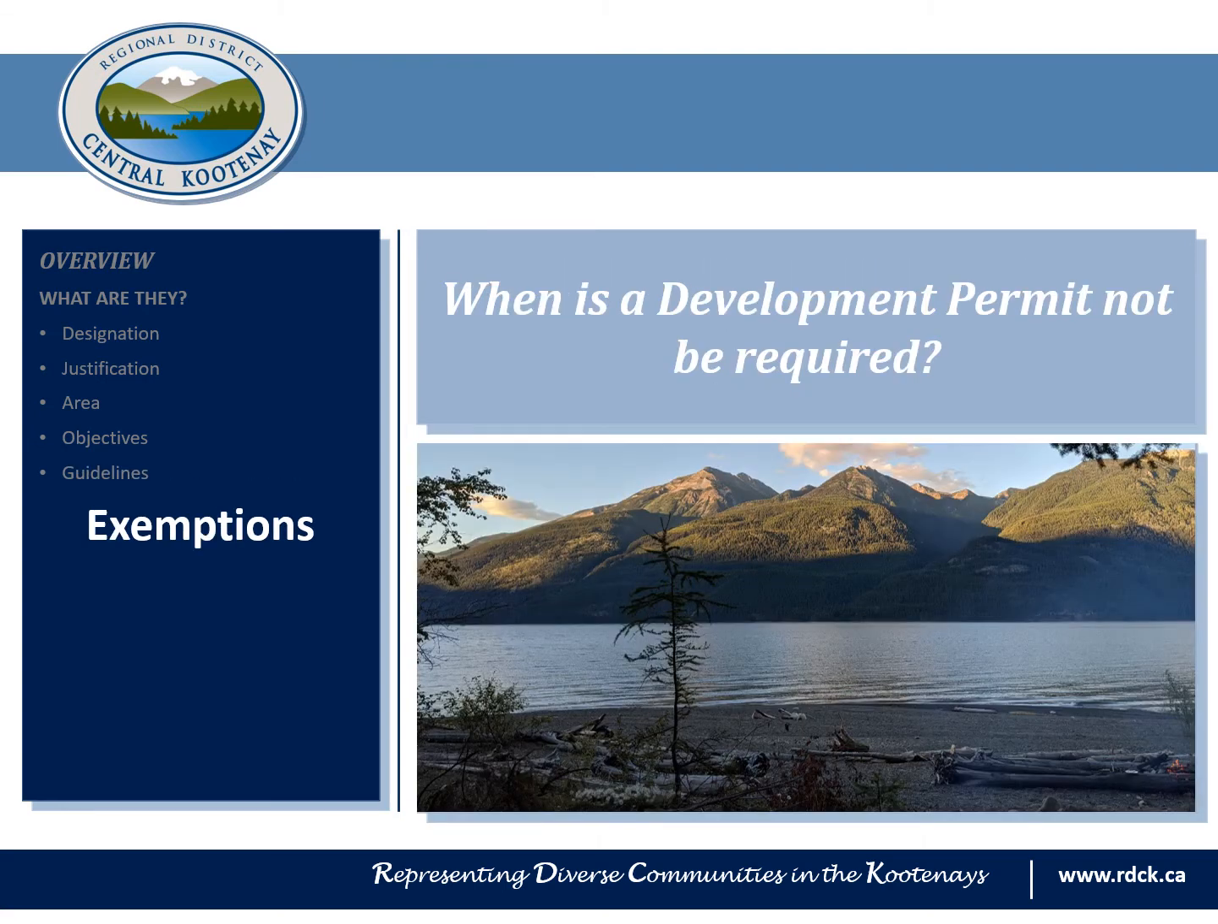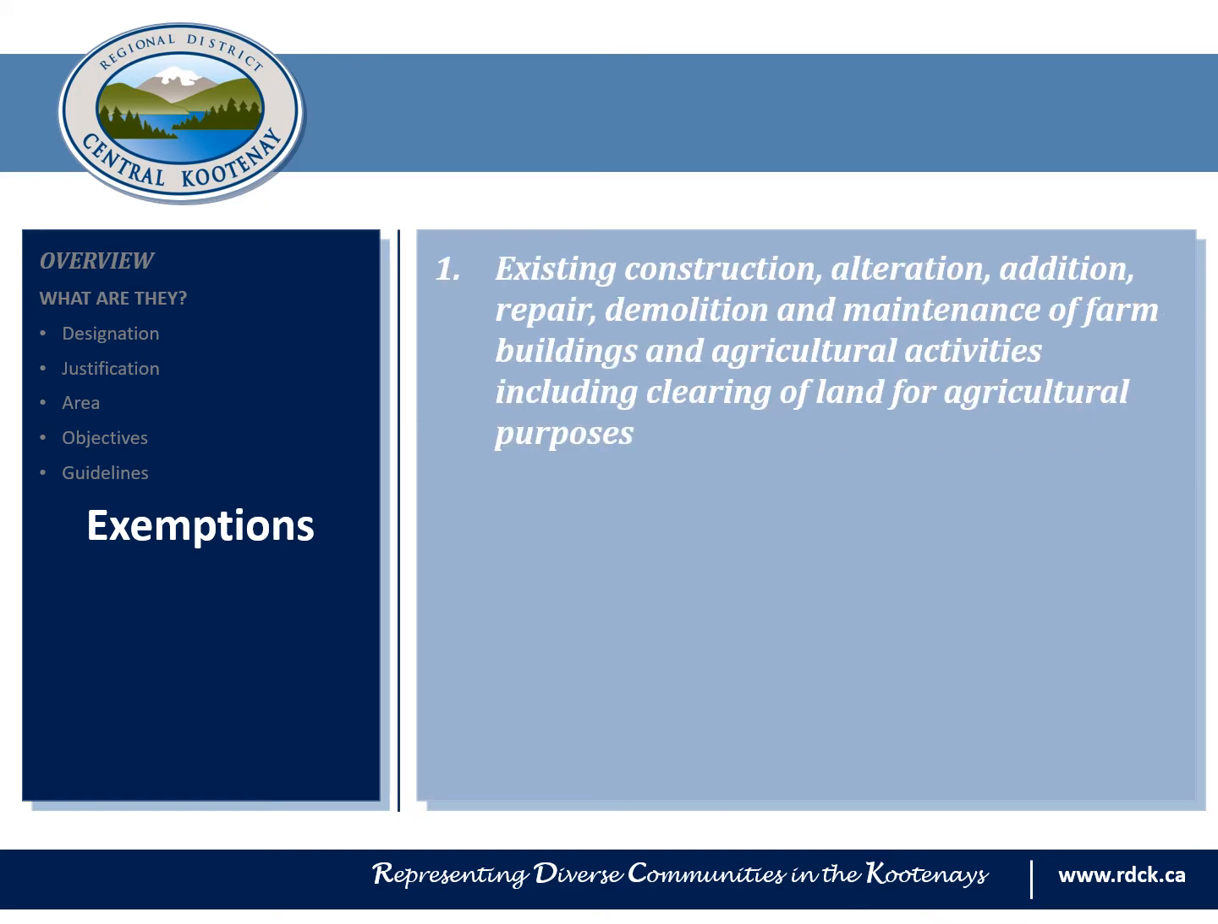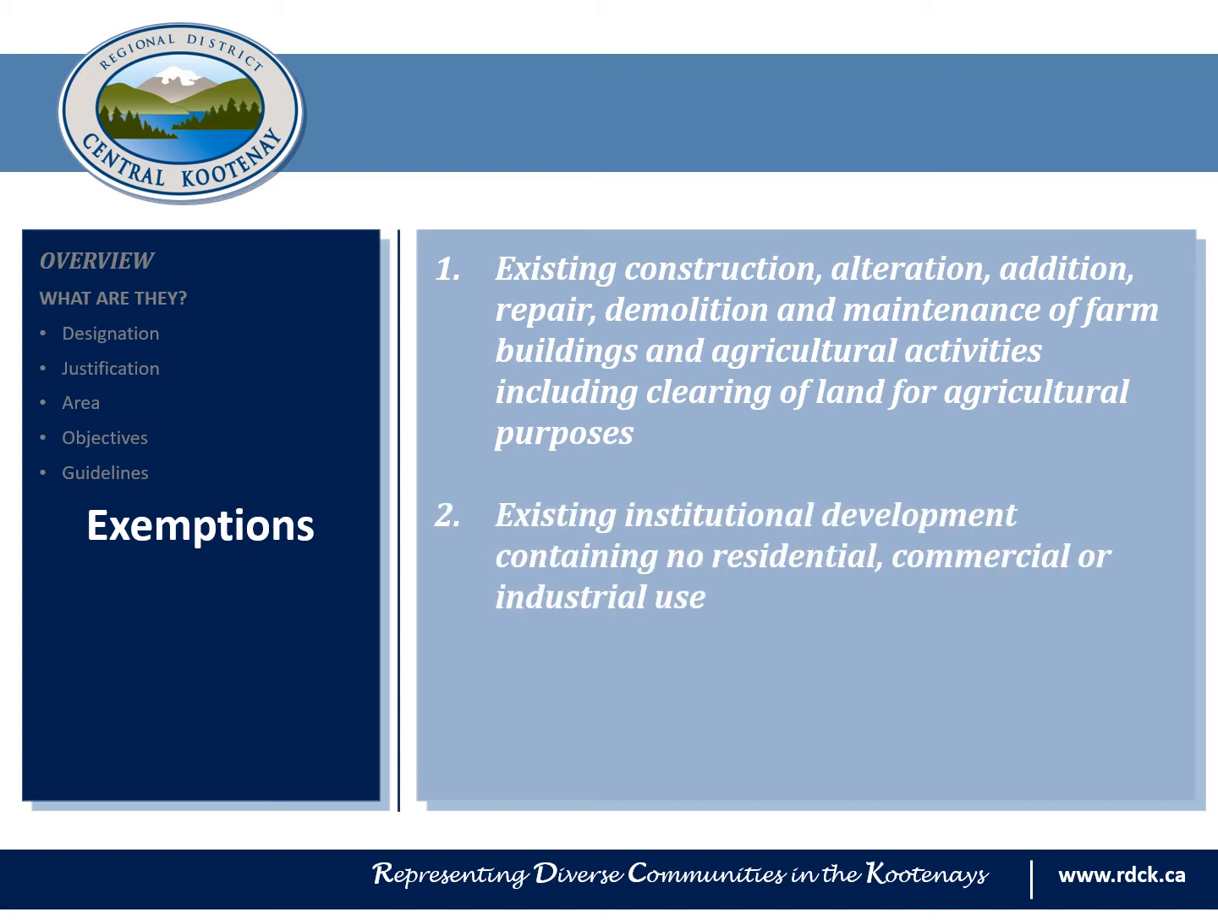The last major piece for environmental DPAs we'll cover is the situations where a development permit is not required for work within an environmental DPA. The first exemption from development permit requirements is for existing construction, alteration, addition, repair, demolition, and maintenance of farm buildings and agricultural activities, which can include the clearing of land for agricultural purposes. The next exemption is for existing institutional development that does not contain any residential, commercial, or industrial use.